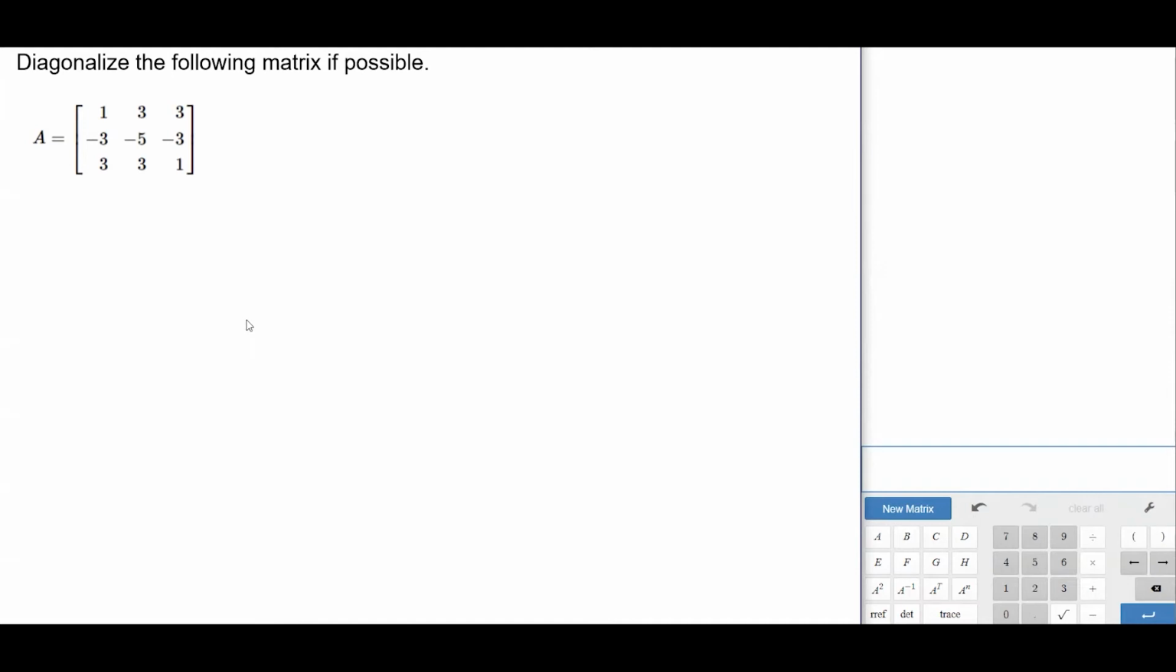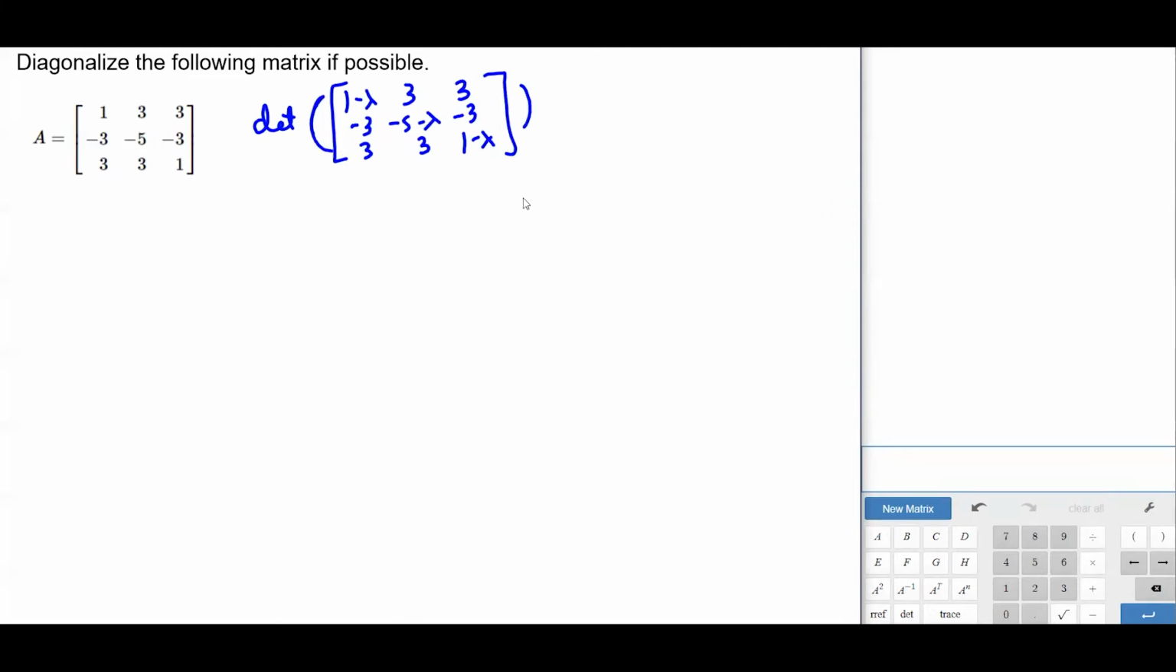Right, so now we're going to diagonalize a 3 by 3 matrix. Of course, if it's possible, every matrix is not diagonalizable. So we'll talk about that later. So let's find the eigenvalues. So I need to subtract lambda from the main diagonal. And find the determinant.